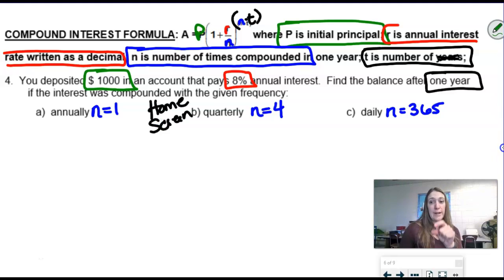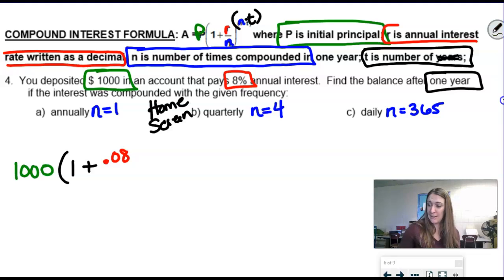And what I'm going to do is write out what I'm going to type in the home screen first, and then I'm going to show you how you can use your calculator to save a little bit of time. So the interest formula starts with the principal, so $1,000. And then there's a big ugly mess of parentheses. So we have 1 plus the interest rate, remember, was 8%. Converted to a decimal, that is 0.08. And then we're going to divide it by n.